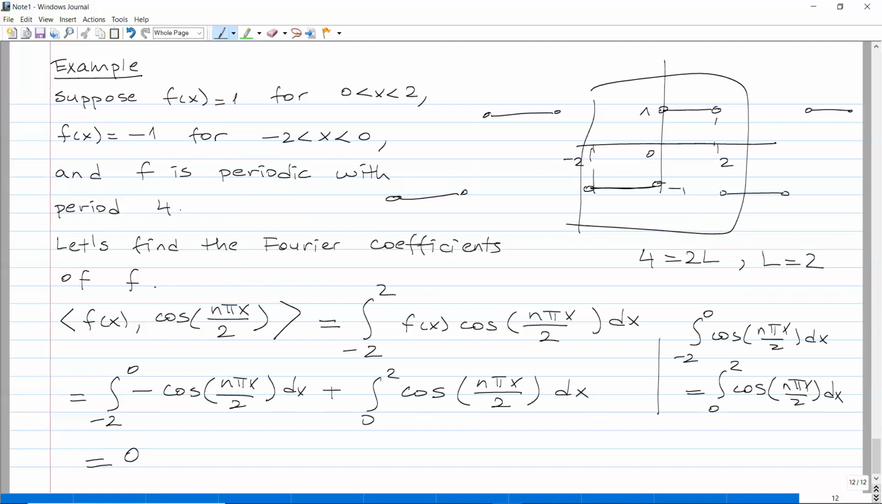You can also think of it this way. You can see that f is an odd function. For negative x, f of negative x is the negative of f of x. f is an odd function. So we don't expect any cosine part in the Fourier series, because cosine is an even function, but f is an odd function. So all the a_n's are 0.